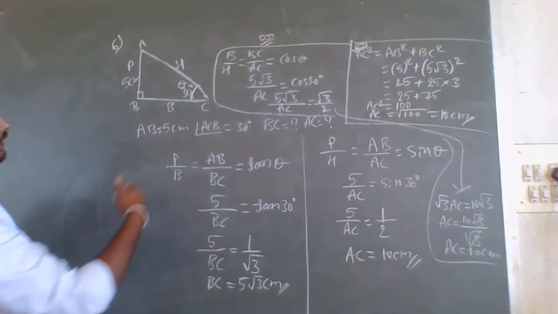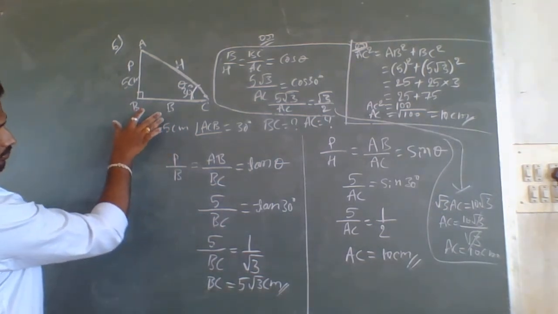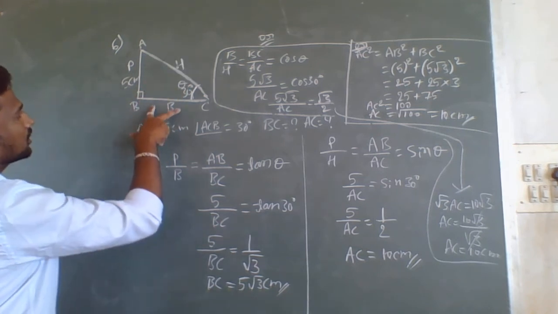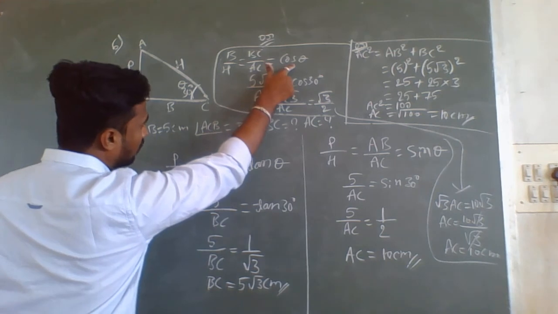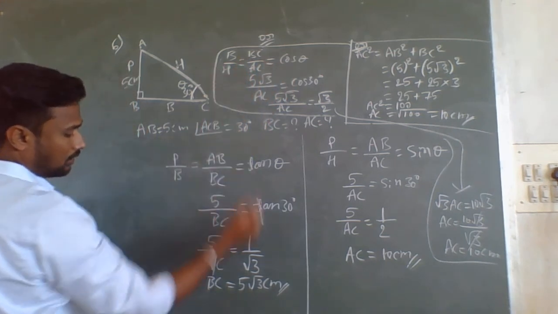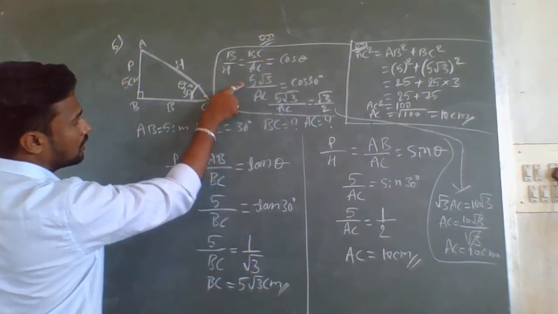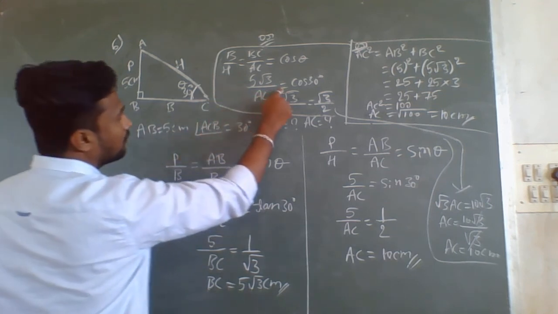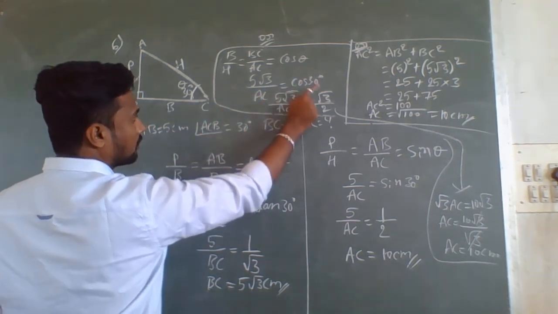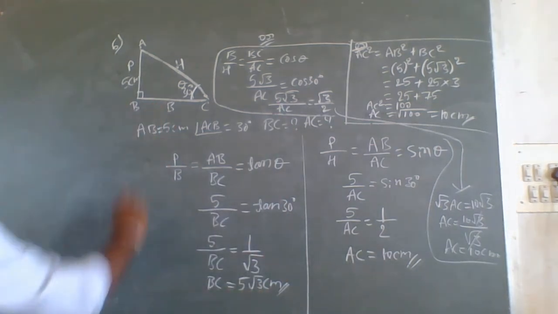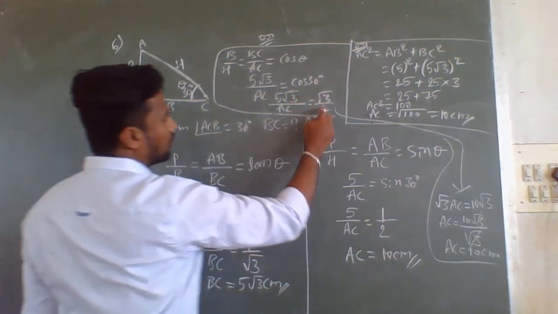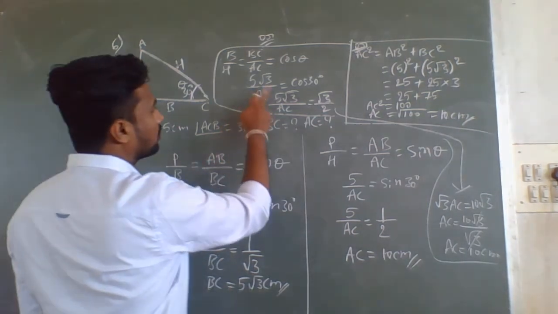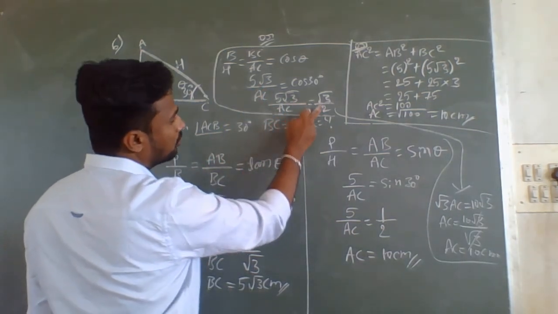Again you can write that base by hypotenuse means cos theta. BC by AC, what is that? Cos theta. So the BC length we calculated here is 5 root 3. So here I will write 5 root 3 by AC. We have to calculate AC, which equals cos 30. Theta equals 30 degree only, as they have given here. So cos 30, what do we get? Root 3 by 2. So here we got 5 root 3 divided by AC equals root 3 by 2.